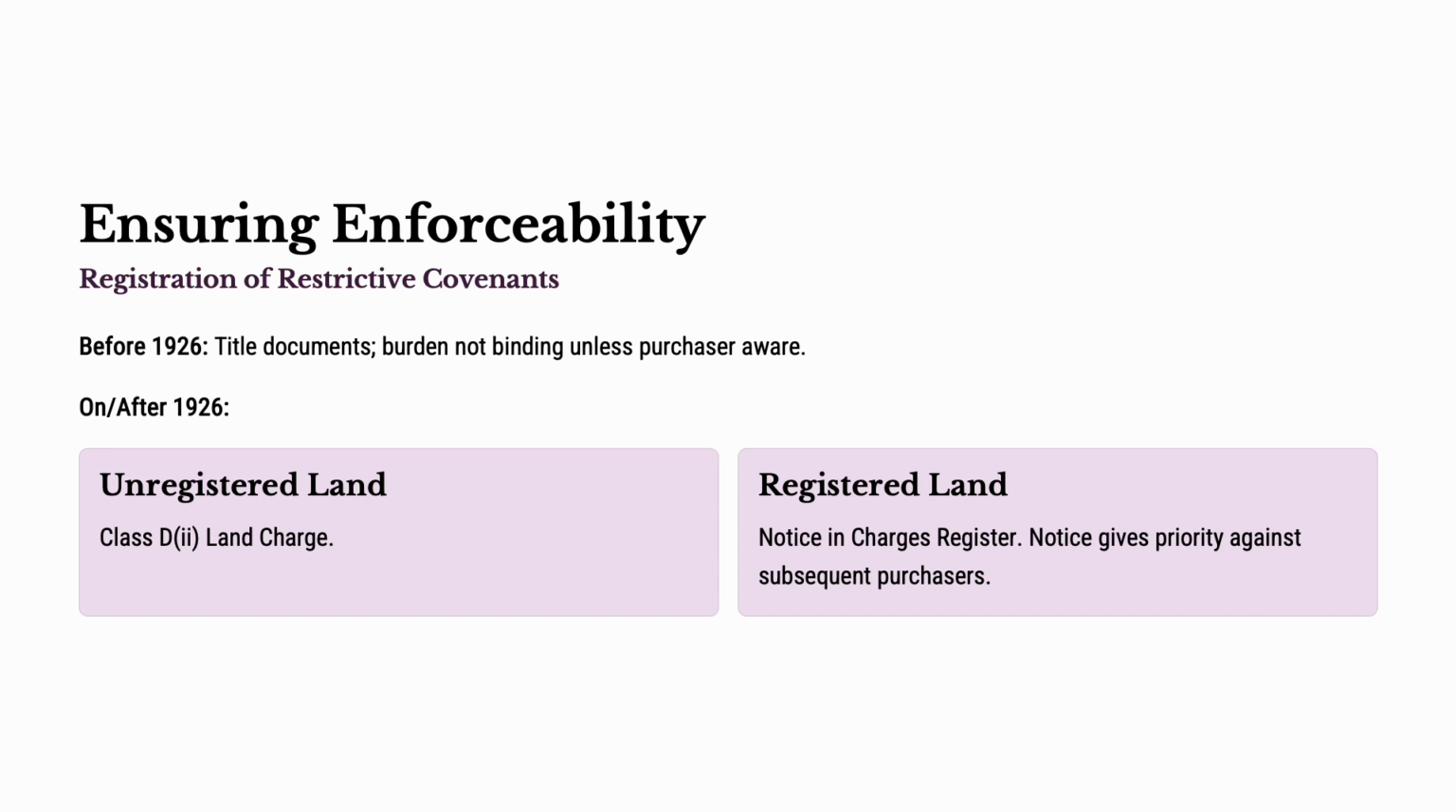For registered land, a restrictive covenant should be protected by entry of a notice in the charges register of the servient land's title. So this is against the land title. Once entered, the notice gives priority against subsequent purchasers. The covenant appears on official searches, giving the purchaser clear notice. If a restrictive covenant affecting registered land is not protected by notice, it may still bind if it qualifies as an overriding interest. But this is rare and uncertain. The safe course is always to register it as a notice.